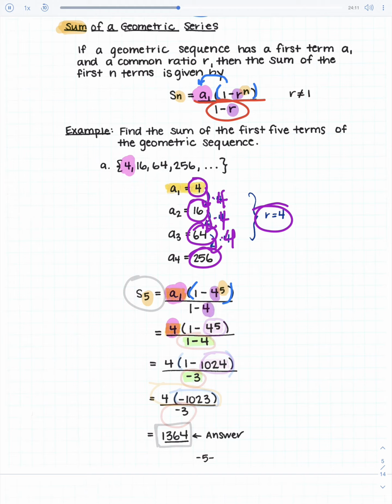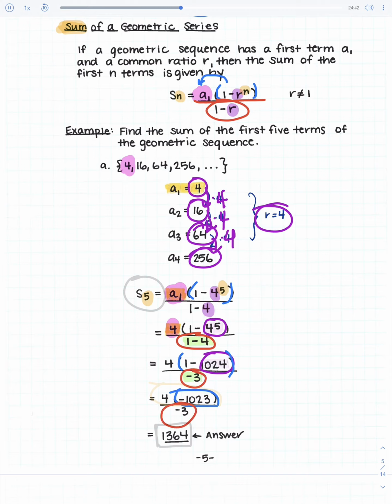We need to do what's inside the parentheses first, and what's highest inside the parentheses is the exponent, the 4 to the 5th, which is 1024. So you'll actually do the stuff that's in the parentheses first, the 1 minus 1024, which is negative 1023. And I can go ahead and simplify the denominator because it's by itself right now. The 1 minus r, the 1 minus 4, is negative 3.